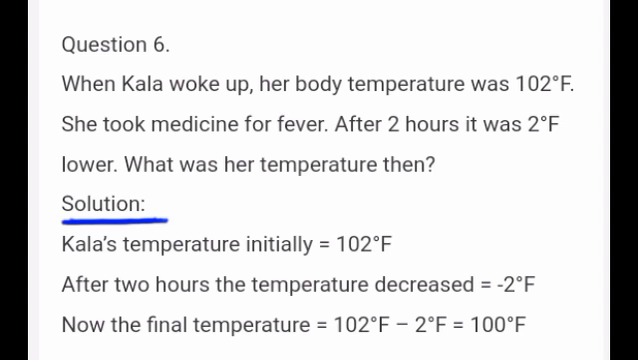After 2 hours, the temperature decreased. How many degrees decreased? 2 degrees. Decreased means we can write a negative sign. So, minus 2 degrees Fahrenheit. Now, the final temperature is 102 degrees Fahrenheit minus 2 degrees Fahrenheit equal to what? 100 degrees Fahrenheit is the temperature then.